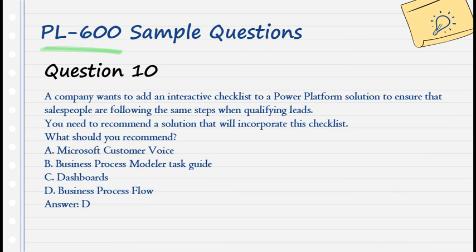Question 10. A company wants to add an interactive checklist to a Power Platform solution to ensure that salespeople are following the same steps when qualifying leads. You need to recommend a solution that will incorporate this checklist. What should you recommend? A. Microsoft Customer Voice. B. Business Process Modeler Task Guide. C. Dashboards. D. Business Process Flow. Answer: D.